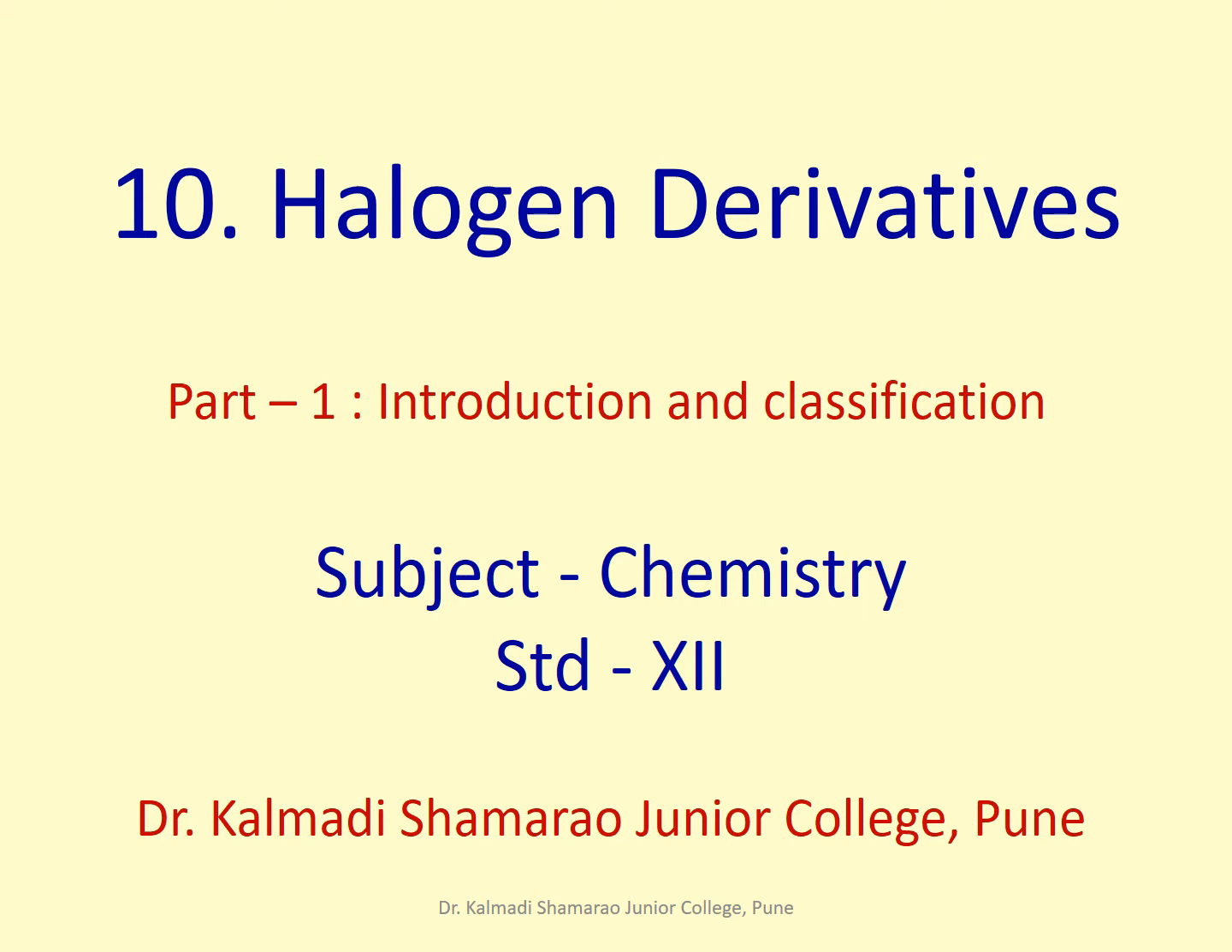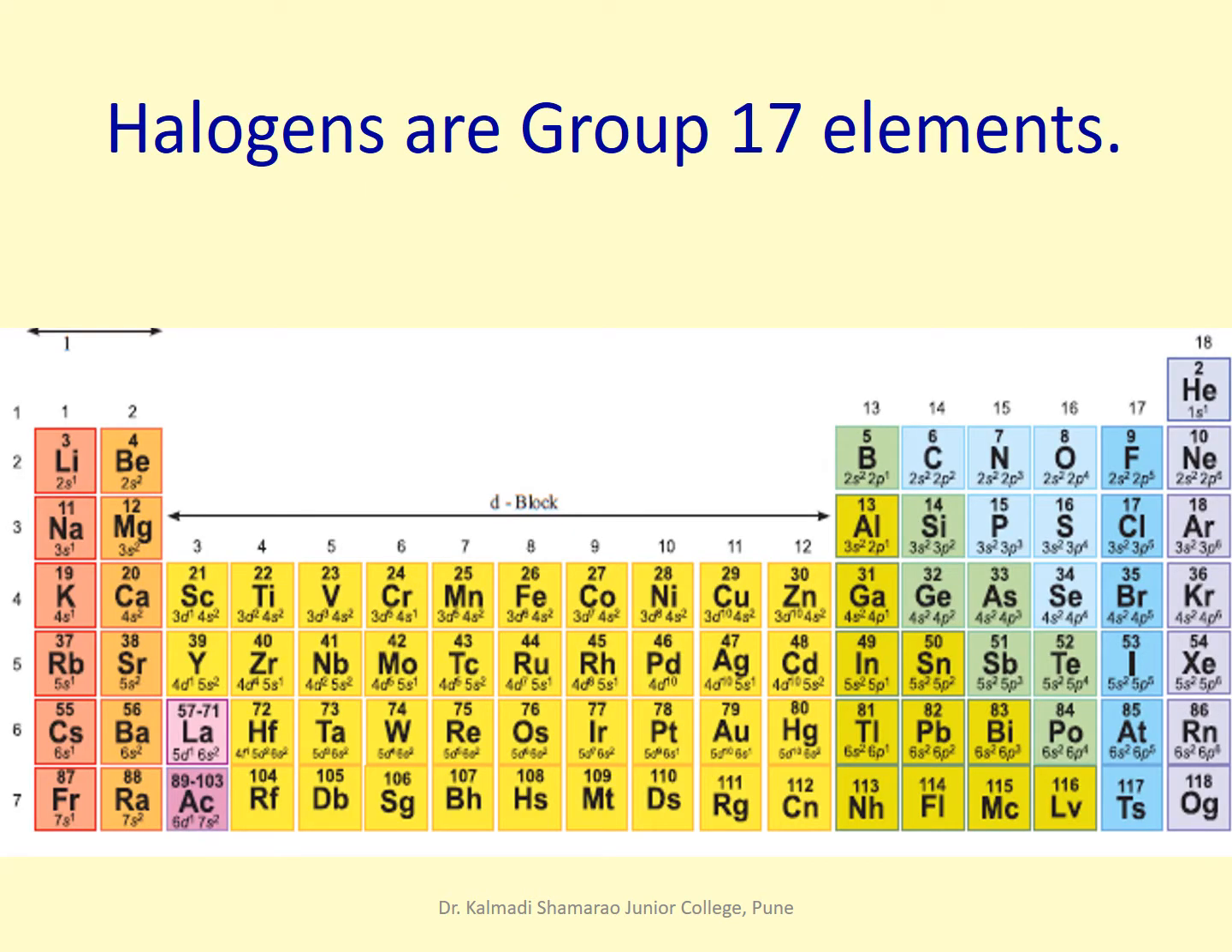Many halogen containing organic compounds occur in nature and some of these are clinically very useful. These classes of compounds find wide applications in industry as well as in day-to-day life. Let us start our study from the name itself. You know that halogens belong to group 17 of the periodic table.